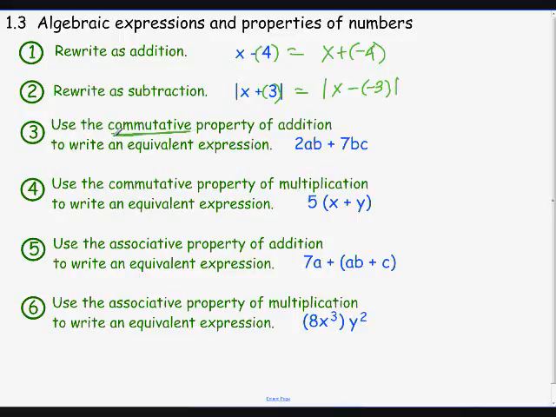Use the commutative. Now this is about location within the expression. Use the commutative property of addition. Okay, so the first shall become the last, and the last shall become the first.